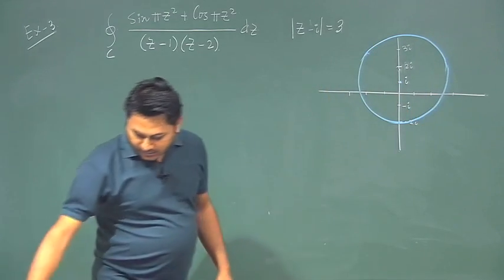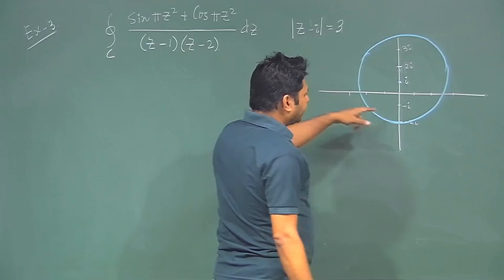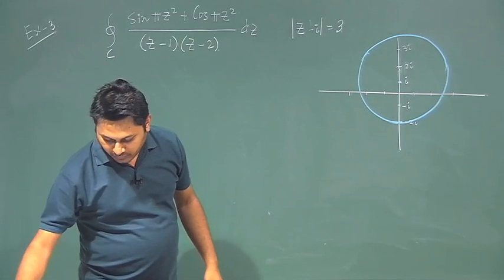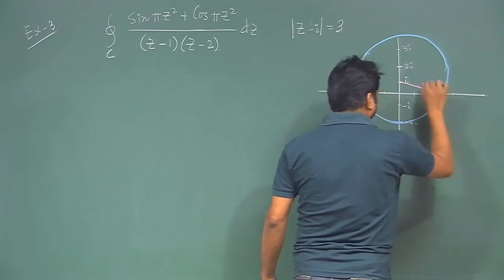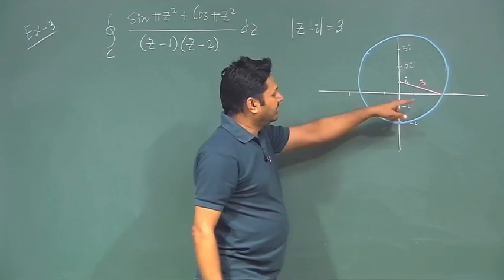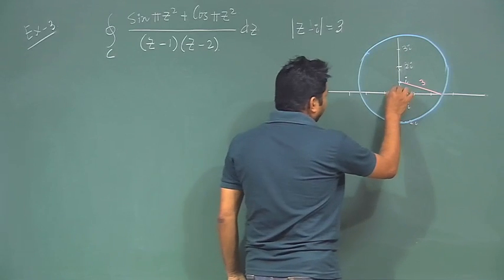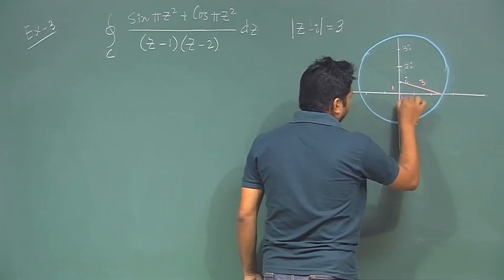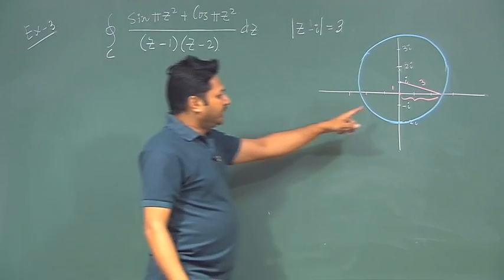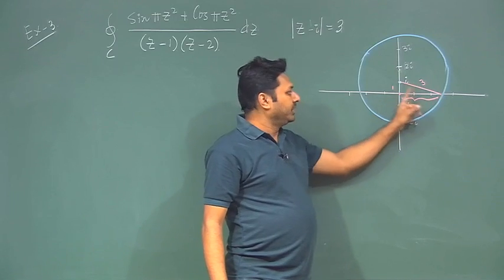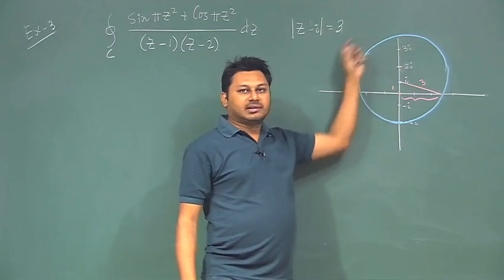This is my circle. Now, the important thing is that we need to find out whether the points 1 and 2 are inside the circle or outside the circle. Mind it, this value is 3, because this circle is of radius 3. What about this value? This value is 1. Your points are placed here somewhere. You need to ensure that they are inside this circle.